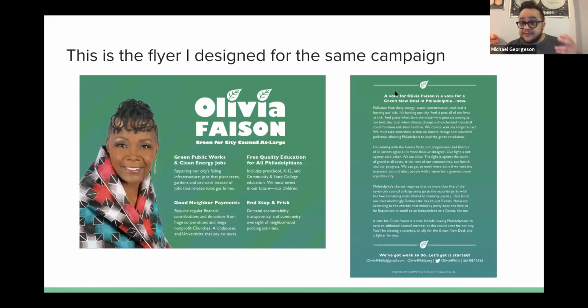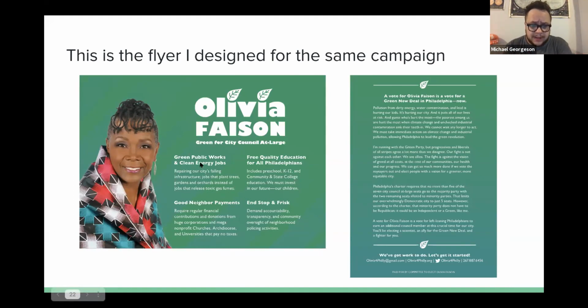And then here's a flyer for the same campaign, going over some of the stuff we just talked about. So we've got a clear photo of our candidate. She's looking right at us. It's well lit. You can see a little bit of her, you get a sense of her personality. So then we've got the logo. This is the front side.